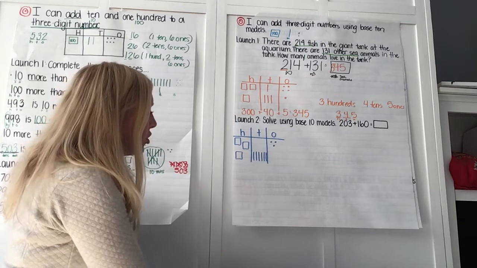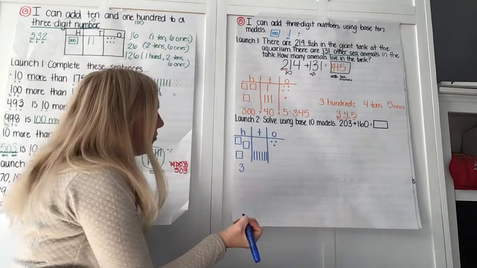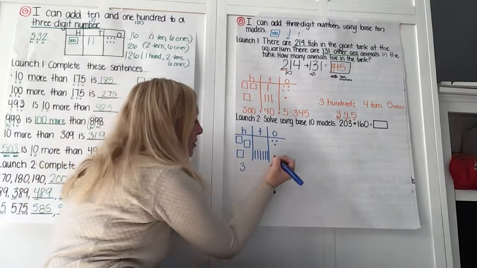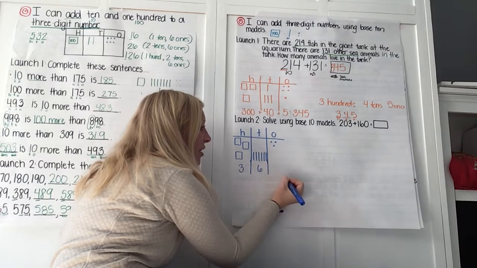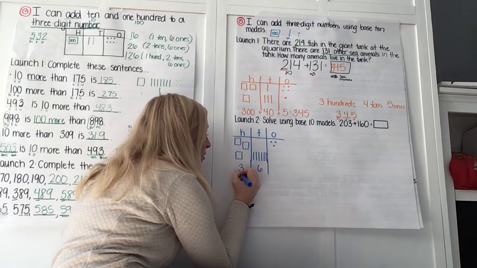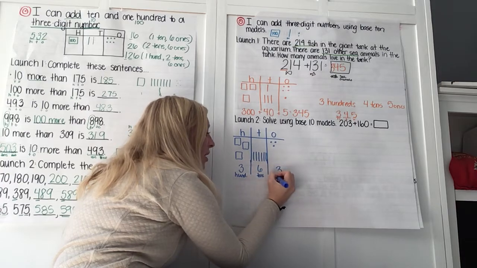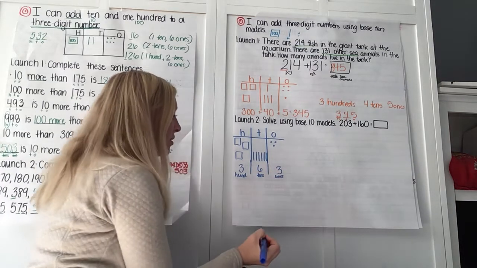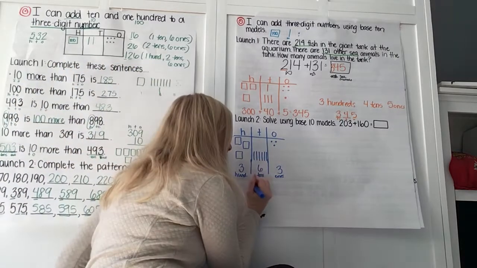Okay, so then what did you find? You have a 3. There's 3 hundreds. I'm going to draw that all the way down. 6 tens. And 3 ones, which makes 363.